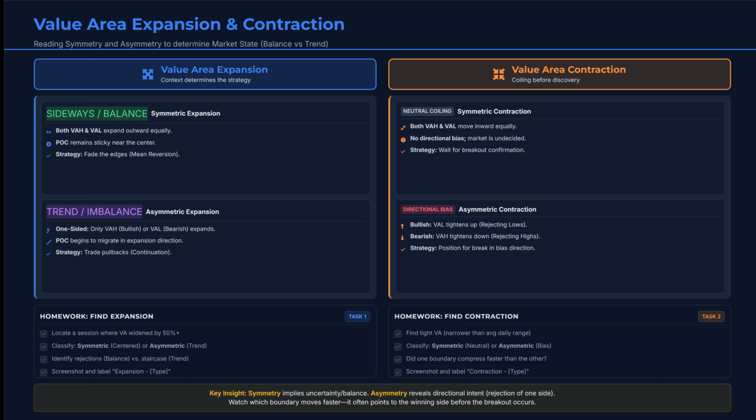Key insight: contraction near major levels. Here's a critical insight that ties everything together. Contraction near a major previous day level or weekly level often precedes a decisive move. When you see a tight value area forming right at a PDVAH, PDVAL, PDPOC, or weekly POC, that's a high probability setup. But now you have additional information.